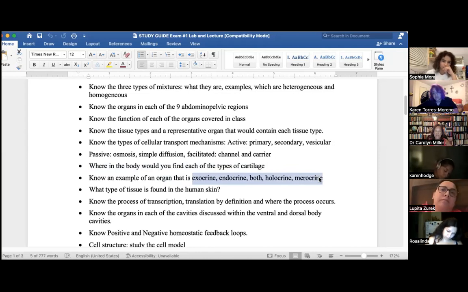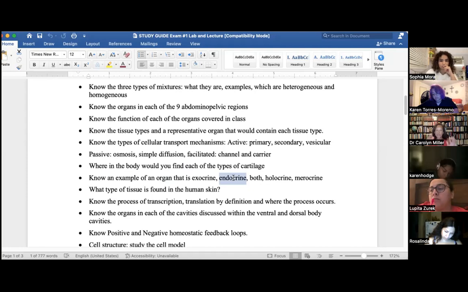Exocrine glands, exocytose, they excrete. Endocrine refers to the endocrine system, which means it secretes into the circulatory system. So that is the endocrine system. It secretes into the circulatory system.